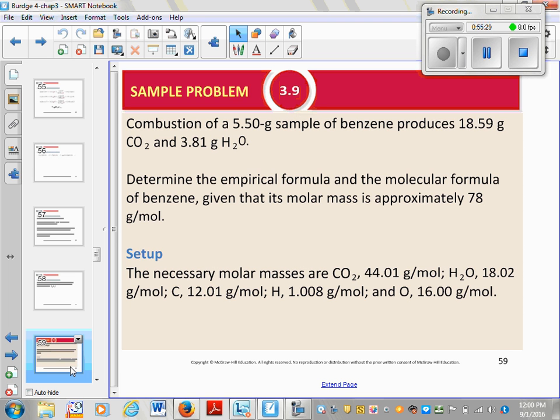So, here we're starting with benzene, a 5.50 gram sample. And we burn it, we get 18.59 grams of CO2 and 3.81 grams of water. So again, we're going to go through the same thing. Figure out how many grams of carbon, how many grams of hydrogen. And here are all the molar masses that you need to know.